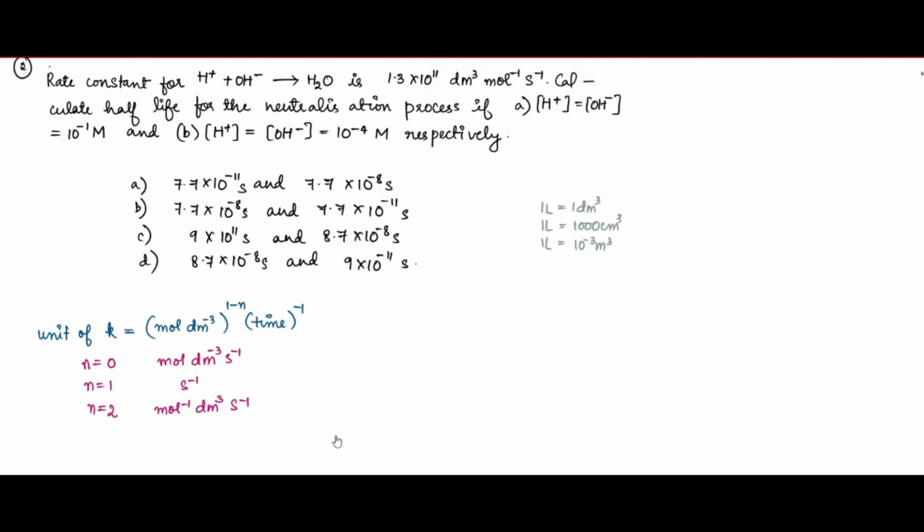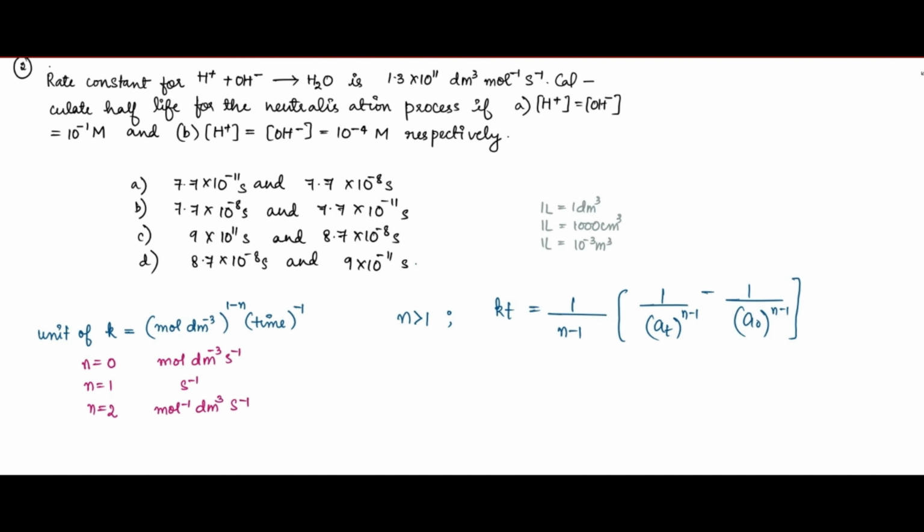Okay. Now, so that you can use it for other questions as well, if the order is greater than 1, the integrated rate equation is Kt equals 1 by n minus 1, into 1 by whatever reactant is left to the power n minus 1, minus 1 by initial concentration to the power n minus 1, where n is the order.